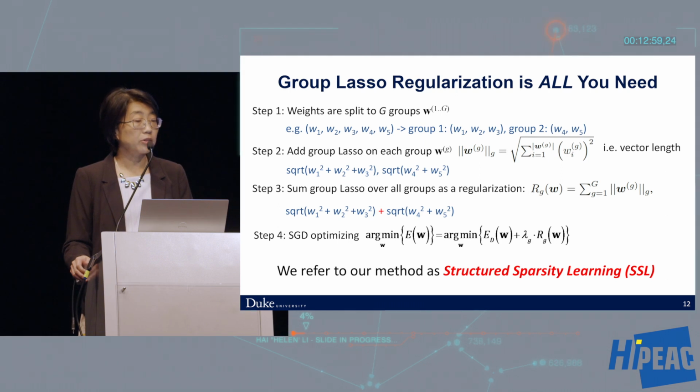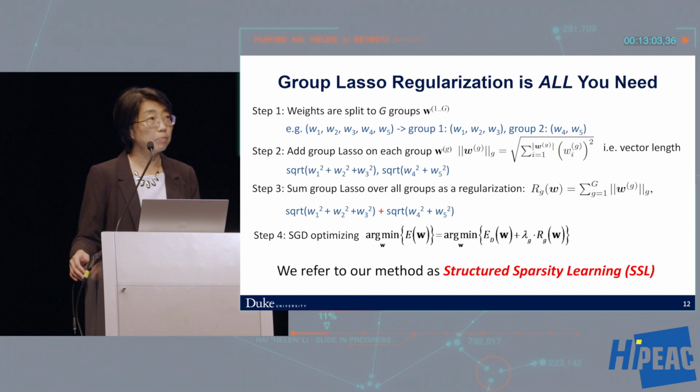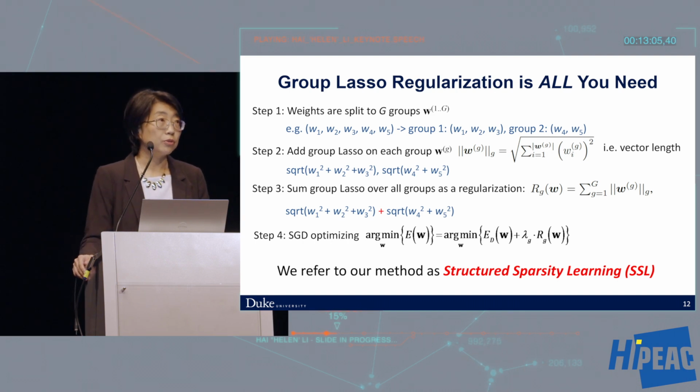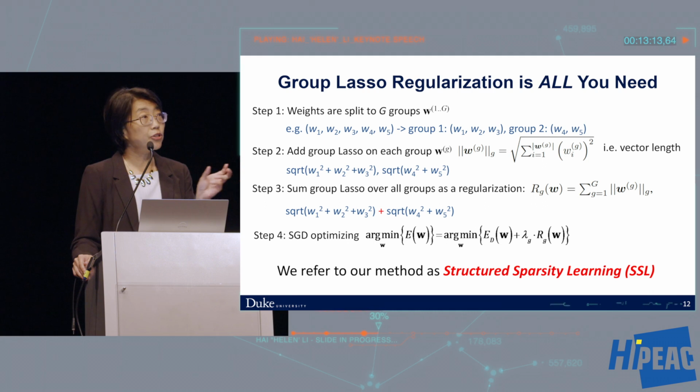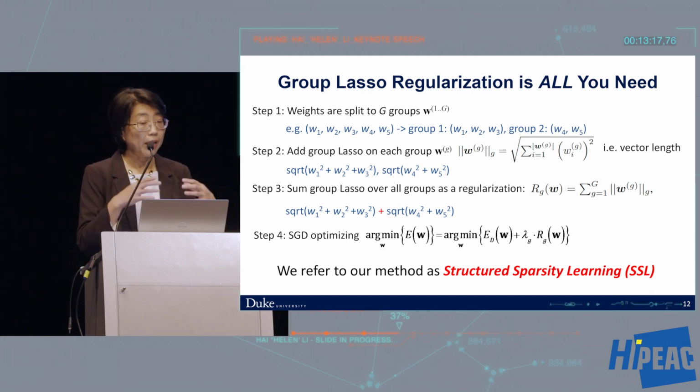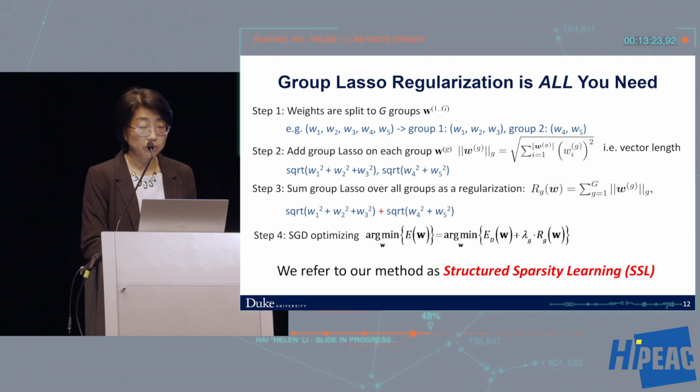Algorithm-wise, we apply group lasso regularization to obtain this and its benefits. Once you have the groups as indicated by step 1, we apply group lasso on each group, and then we accumulate and sum them up, and the sum term is used as the regularization term.